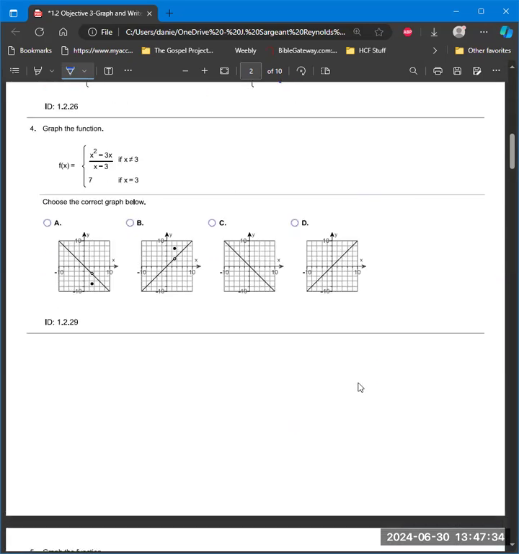Okay, this one, if we factor, this is the same thing as x as long as x is not equal to 3. So we're looking for y equals x with a hole at 3, 3, and that looks like B with the hole having a point over top of it at 3, 7.